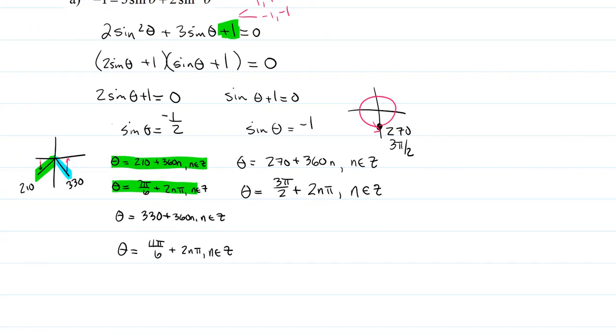So you're going to end up with one set of solutions coming from your factor of 2 sine theta plus 1. You'll get two values there, 210 and 330. And then you'll have another set of values coming from your other factor of sine theta being negative 1.